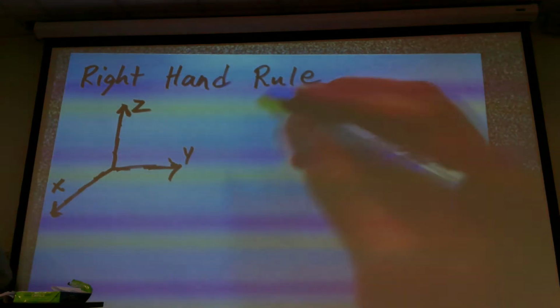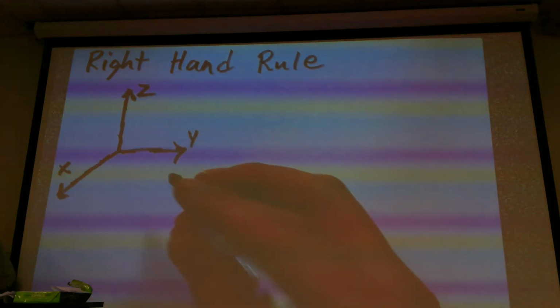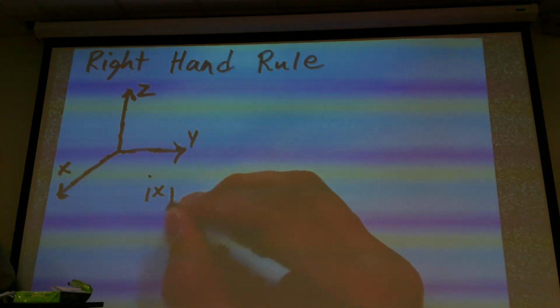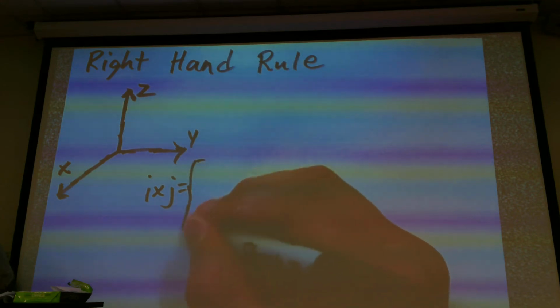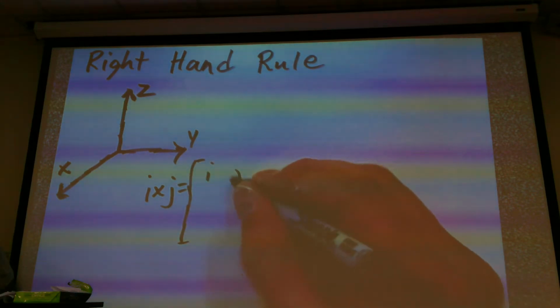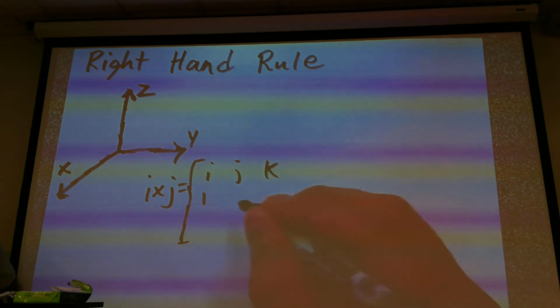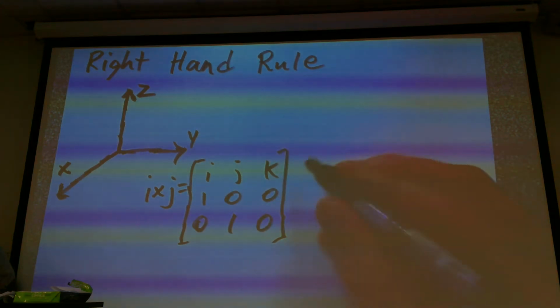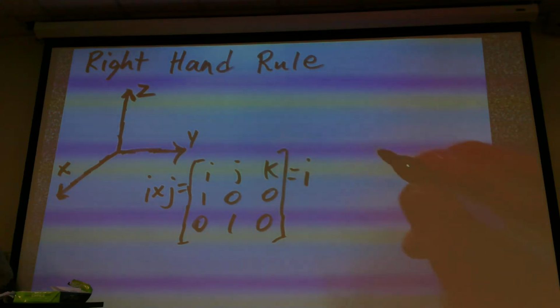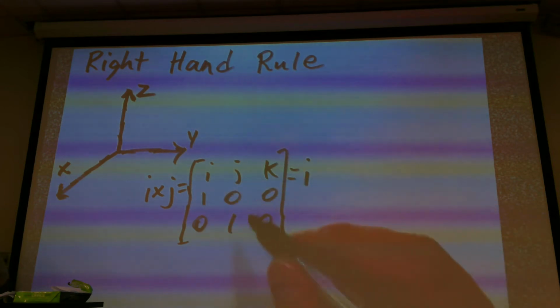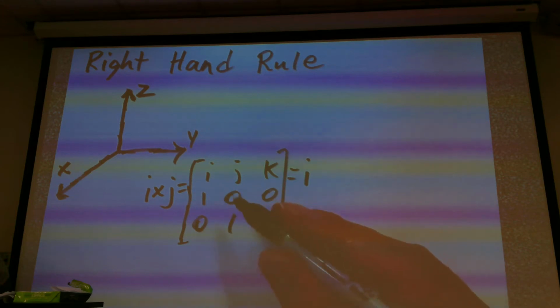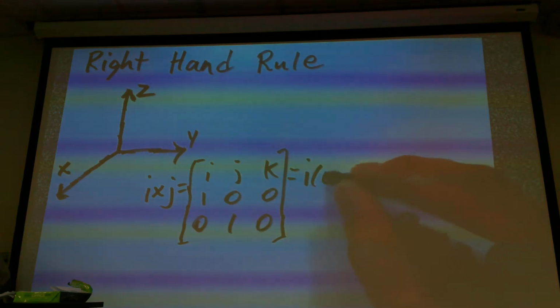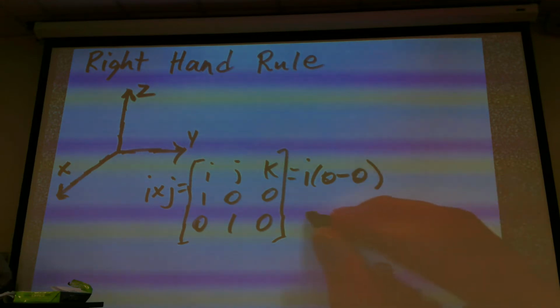So let's say we did, let's start with i cross j. That would be i, j, k, 1, 0, 0, 0, 1, 0. Well, that would be i. Now remember, if you take the determinant of the first one, when you're looking at i, you're going to take the determinant of this right here, so that would be 0 minus 0. Remember, it's got to switch to a minus sign on that one, so minus j.